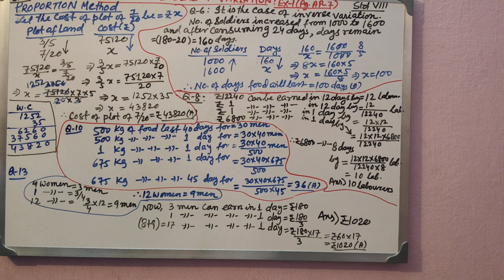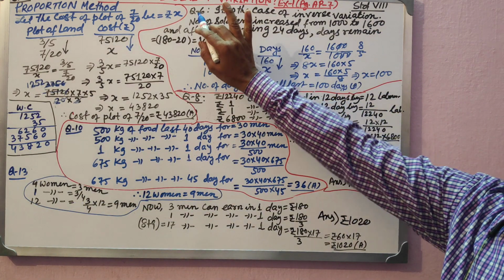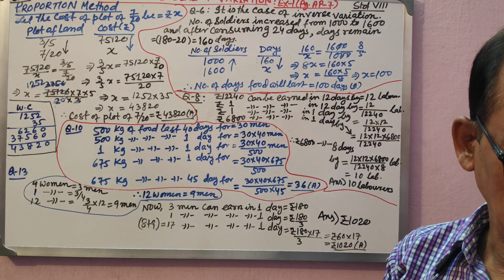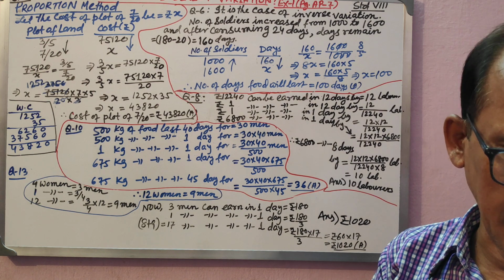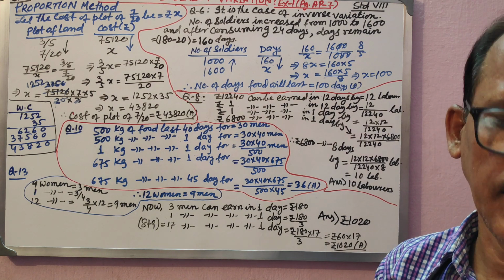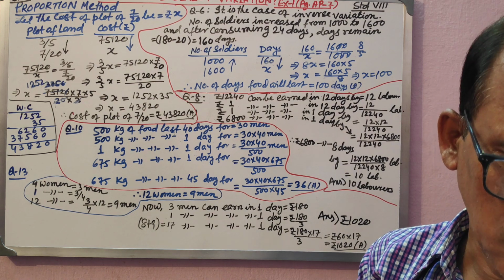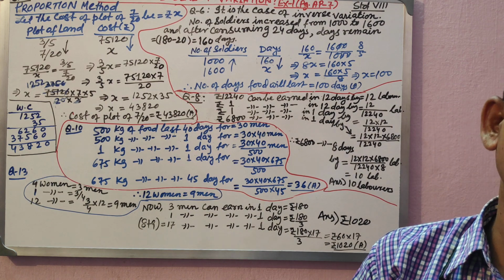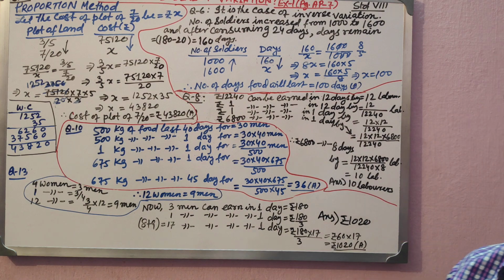I will move on to the case of inverse variation. I have taken question number 6. See, here the question says: a camp of 1,000 soldiers has enough food for 180 days. If 600 more soldiers join the camp after 20 days, so 20 days of consumption was there, how long will the remaining food last? Here is something to understand.